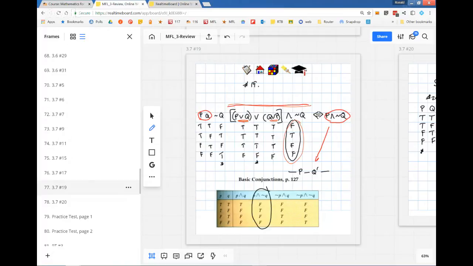FTFF. Okay, now you notice there is no FTFF. If you look back on this one, there is no other column that has that. So you go to your basic conjunctions. All this is taking P and Q and not P and not Q, and ANDing them, ORing them, all the different combinations. You notice this one is it. FTFF, P and not Q.